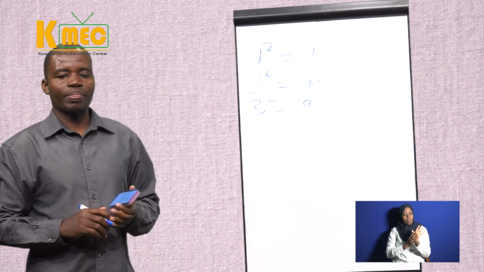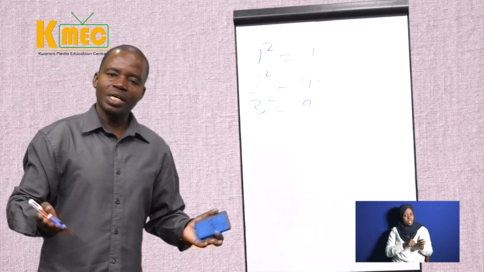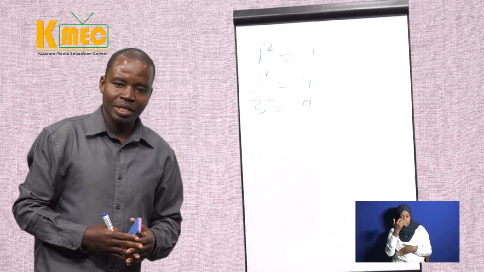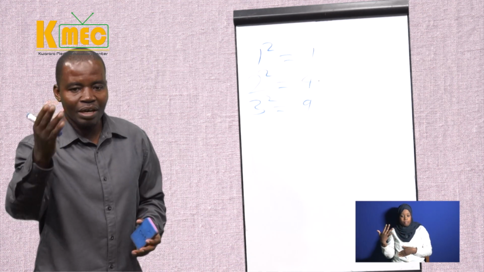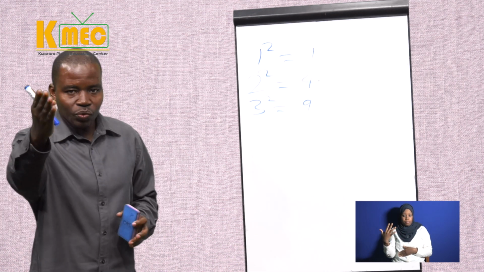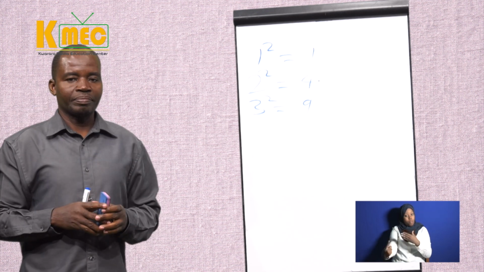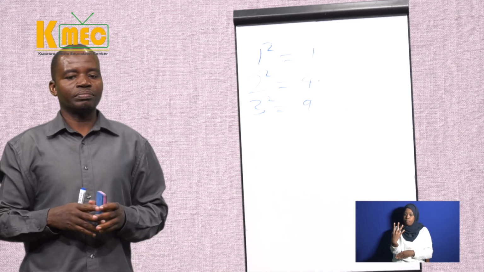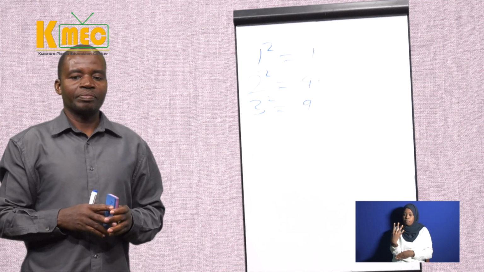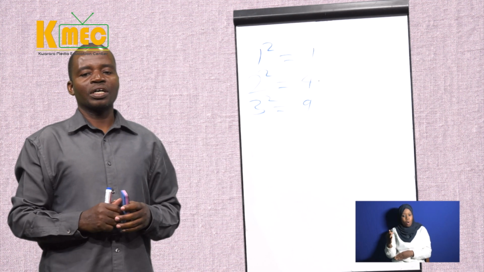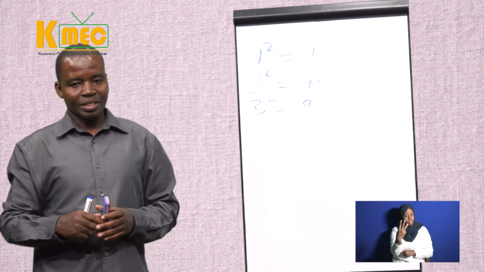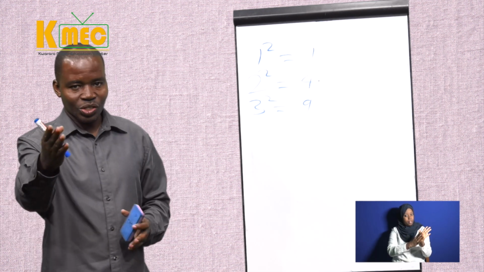My dear viewer, can you reverse the numbers? How do we get 2 from 4? And how do we get 3 from 9?